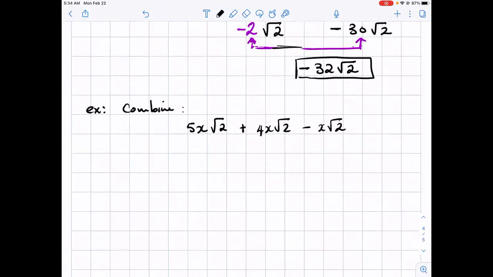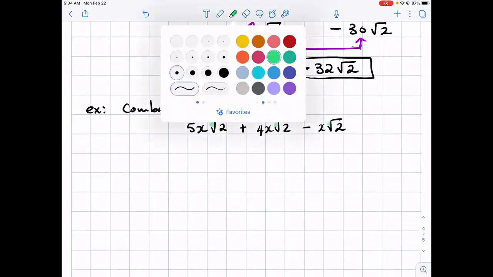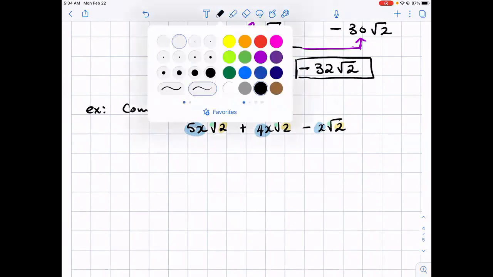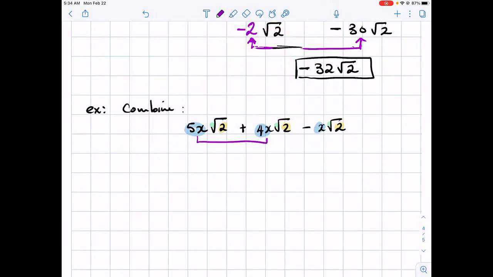The key point is to make sure that the index is the same for all of the radicals. So the index here is square root, meaning it's a 2. And the radicands in these examples are all the same. So we can just combine our coefficient slash variable here. So if we look at the first two, 5x plus 4x becomes 9x. So here we have 9x square root of 2.